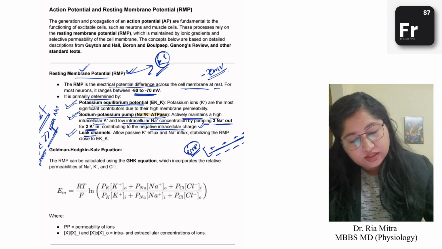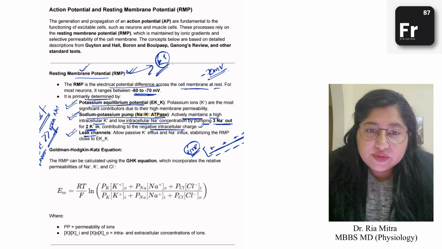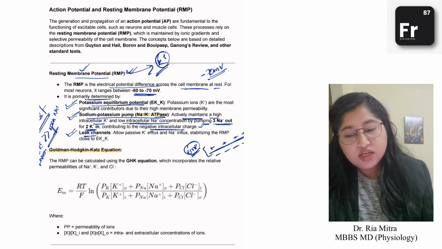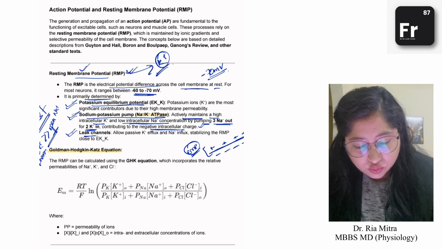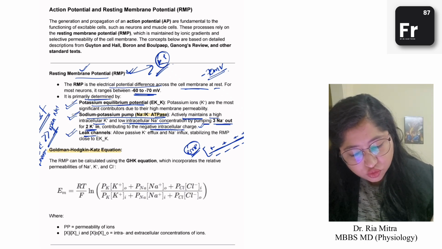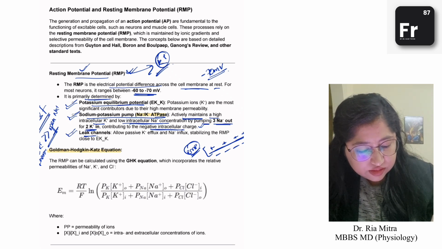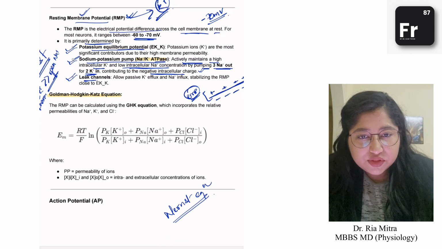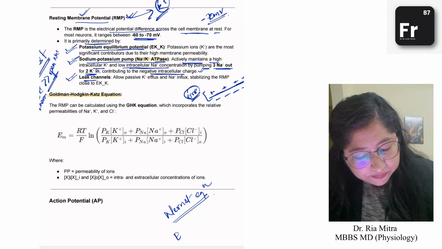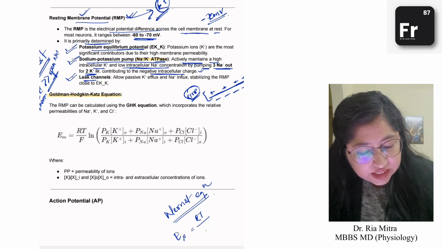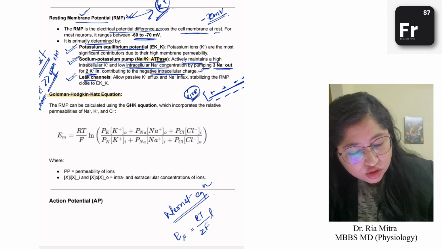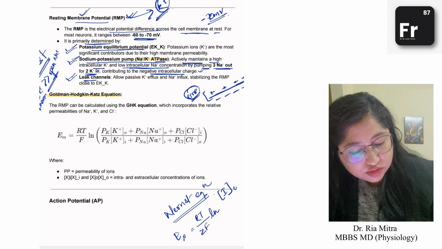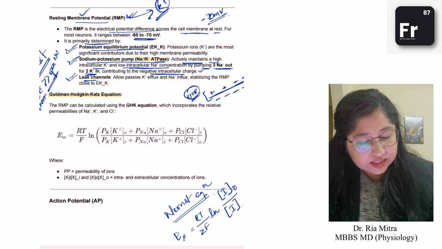Now, there are certain equations which help you to calculate resting membrane potential, one of which is the Goldman-Hodgkin-Katz equation. Before we see what is the Goldman-Hodgkin-Katz equation, there is another equation which is known as the Nernst equation or Nernst potential. Now, what is the Nernst equation? The Nernst equation or Nernst potential is given by RT upon ZF, natural log of the concentration of the ion outside upon concentration of the ion inside, right?